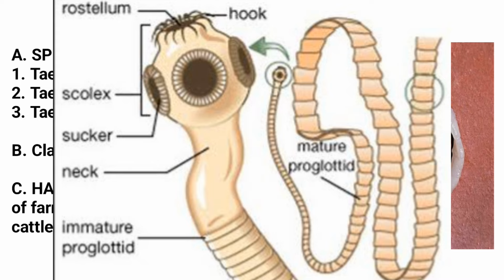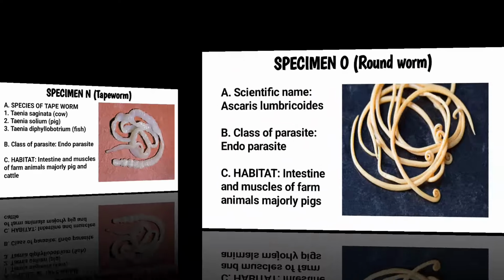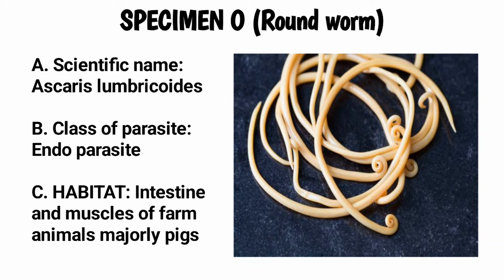So basically we have the rostellum and hook which help to attach the tapeworm to the wall of the intestine so that it is not moved away by feces or food or any other material that passes through the digestive system. So moving on, specimen O is the roundworm, and its scientific name is Ascaris lumbricoides.